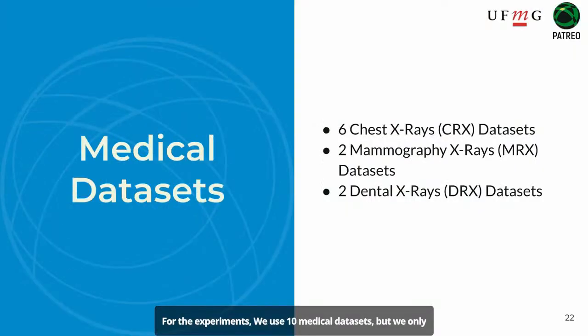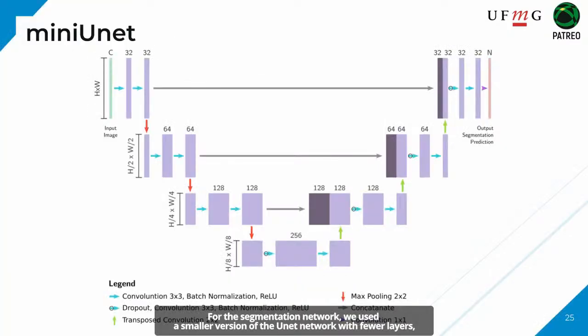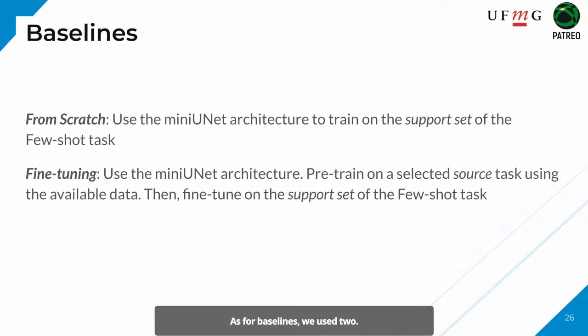For the experiments, we used 10 medical datasets, but we only evaluated 5 of the chest X-ray datasets. For the segmentation network, we use a smaller version of the UNET network with fewer layers that we call mini-UNET. As for baselines, we used two: the from-scratch baseline, where we train using only the support set of the target task, and the fine-tuning, where we first train on a selected source task, then fine-tune on the target task.